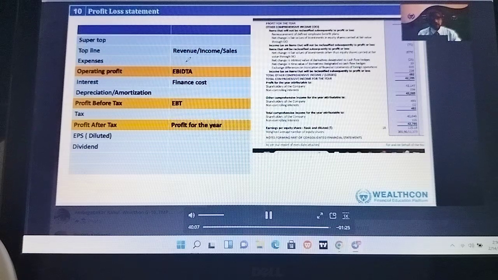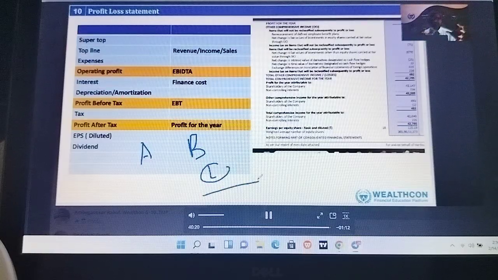EBITDA tells us the efficiency of the business. Suppose there is one doctor, Dr. A, who has his own capital, and Dr. B has taken a loan. How do we compare the business efficiency of these two? If we compare the profit after tax, we really can't compare because B is paying interest, A is not paying. So to compare businesses, we compare the EBITDA. That is the business efficiency.